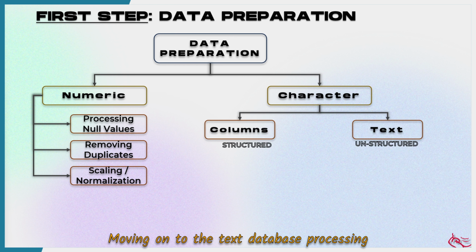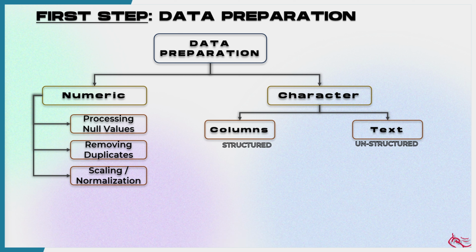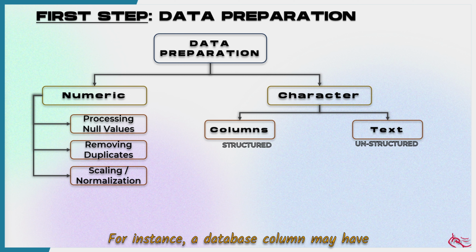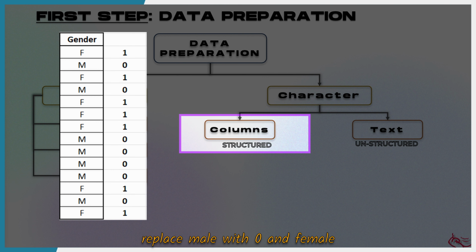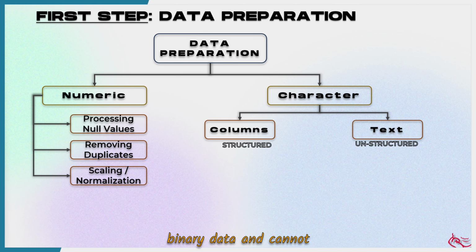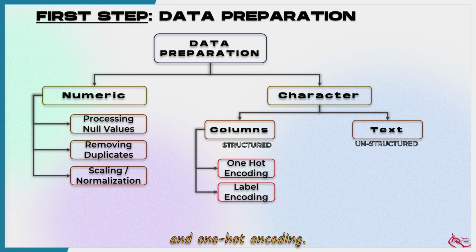Moving on, text database processing requires a different approach. When developing an application, how you pre-process text data depends on the specific purpose of the application. For instance, a database column may have a character field with values like male and female to indicate gender. If this field is important for your model, you need to replace male with 0 and female with 1. This is because computers only understand binary data and cannot comprehend characters. This conversion process is called encoding. There are two types of encoding commonly used, label encoding and one-hot encoding.